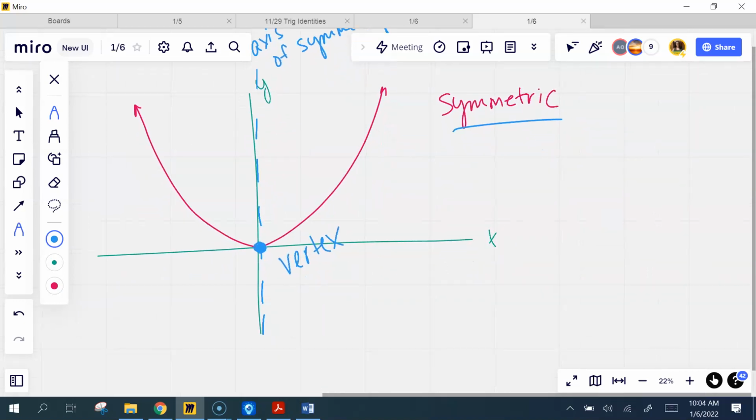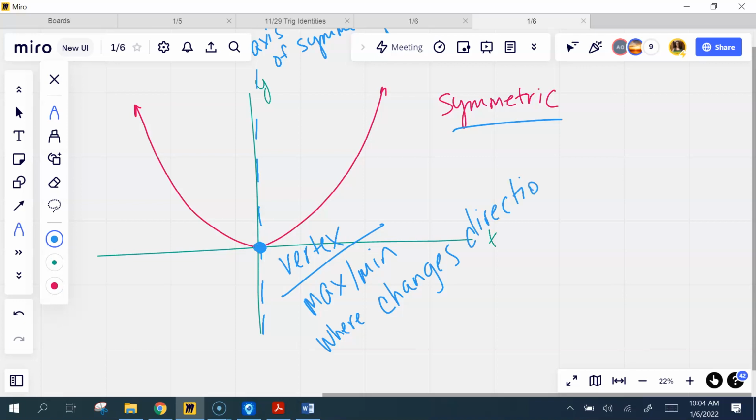I want to talk to you for just a minute about the vertex and what all it does, because it does several different things. The vertex is also the maximum or the minimum, depending on if my parabola is going up or down. If it's going up like this, what is it? It's a minimum. It's a low point, right? It's also the point where my graph changes direction. What do I mean by that?